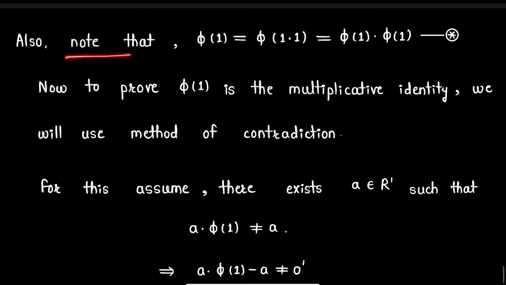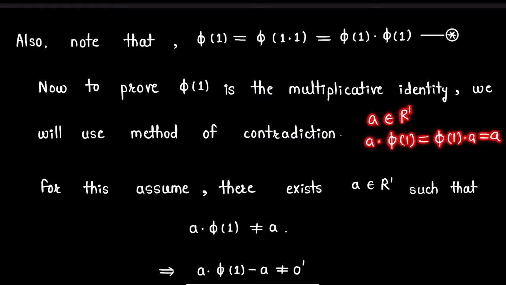Now note that phi of 1 is equal to phi of 1 dot 1, which is equal to phi of 1 dot phi of 1. We are going to call this expression star, and we are going to use this expression star in our further proof. Now to prove that phi of 1 is the multiplicative identity of ring R dash, we want to show that for all elements a in ring R dash, a dot phi of 1 is equal to phi of 1 dot a, which is equal to a.